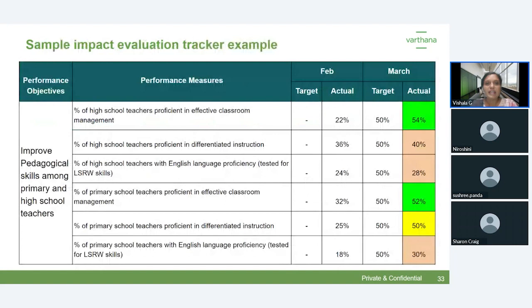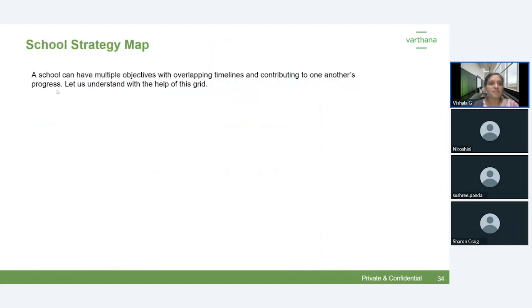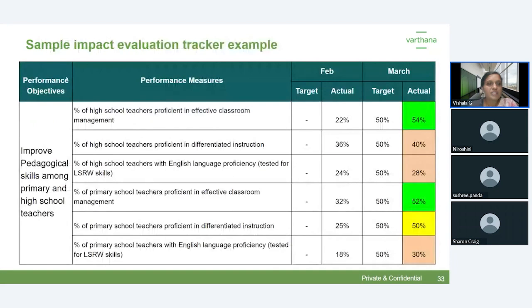Here you can see the first one is the performance objective. What is the performance objective that you, as a strategic leader, have put here? Improving pedagogical skills among primary and high school teachers. Okay, you have seen that to improve student learning, you have to train your teachers for pedagogical skills. So you have a coordinator who is taking care of the training for the teachers.